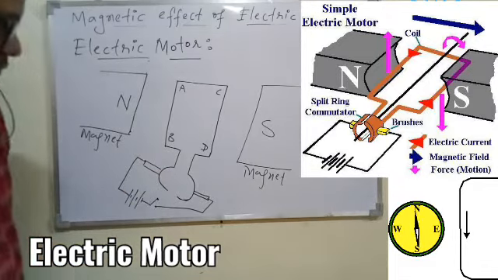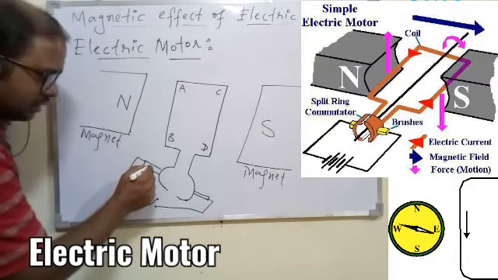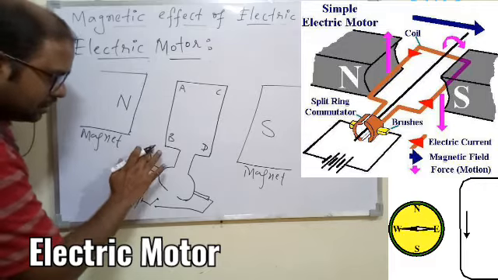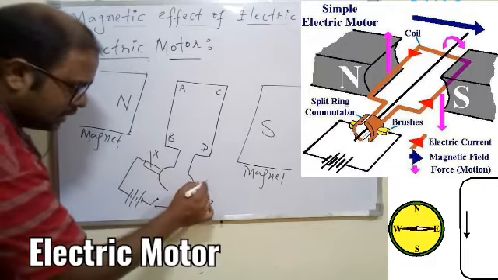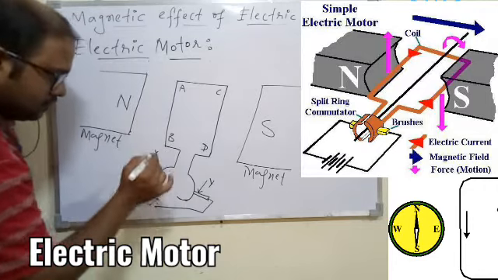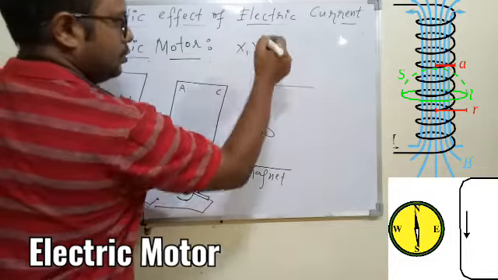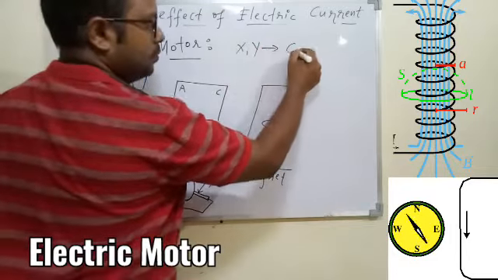And finally the ring you see here is connected with two different carbon brushes, so I am giving the name, let this be X and this be Y. So X and Y are your carbon brushes.